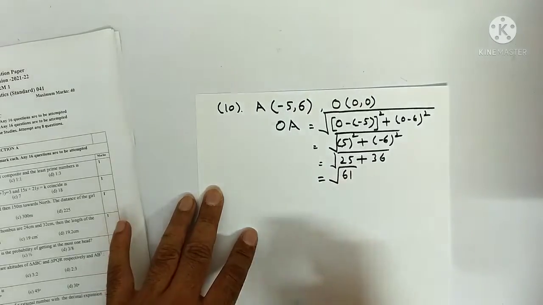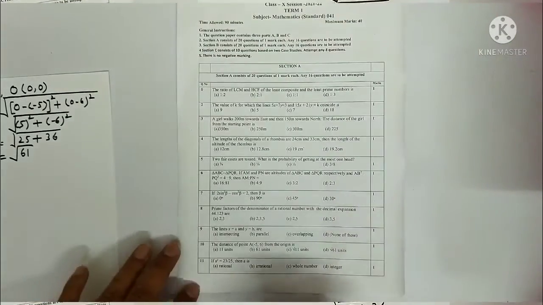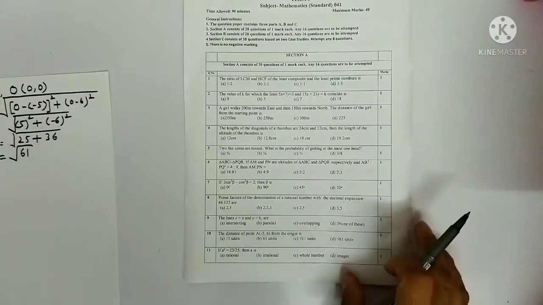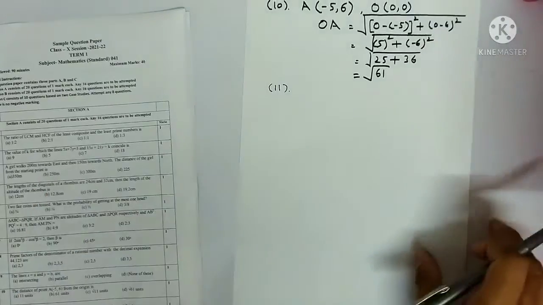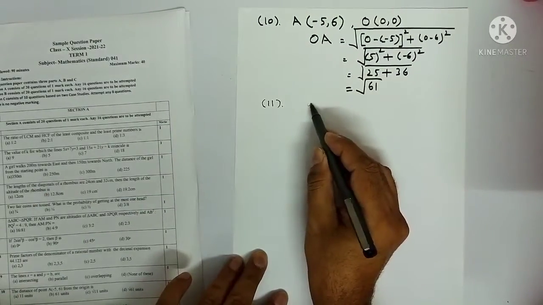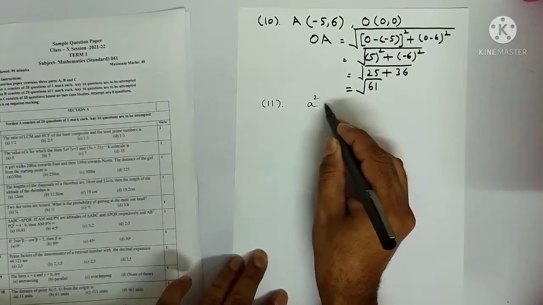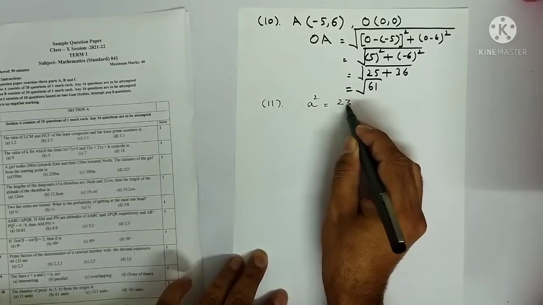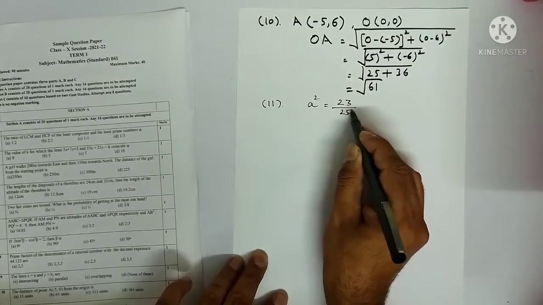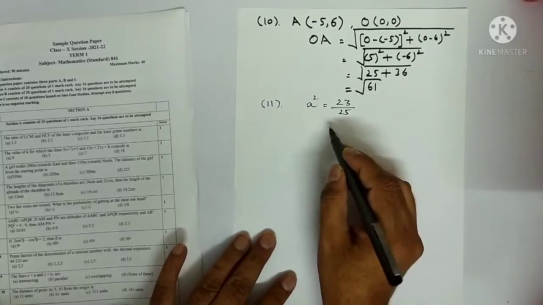It is 61 under root. Now we will do question number 11 of the sample paper. Question number 11: a square is equal to 23 upon 25. We need to tell that a is what?